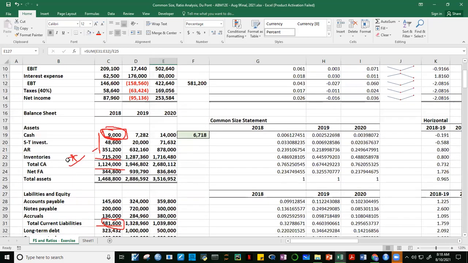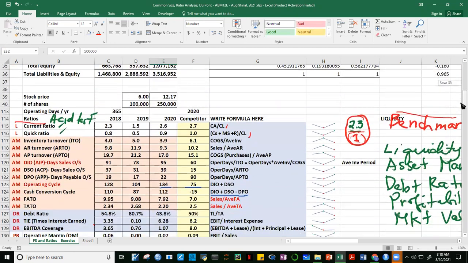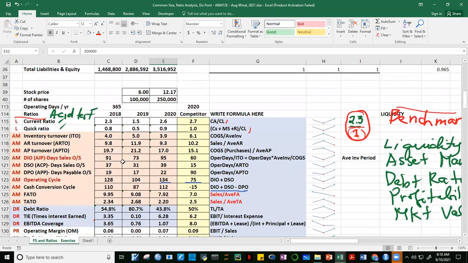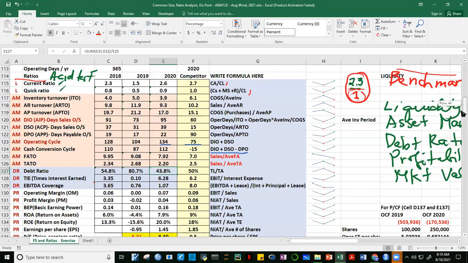If you take a look at our long-term debt, no, from 1 million, naging 500,000. So, nagbayad siya. Okay, so, all right. So, medyo erratic yung movement ng debt ratio niya. Okay? And then in competitor niya 50%. So is it better than the 43.8%?